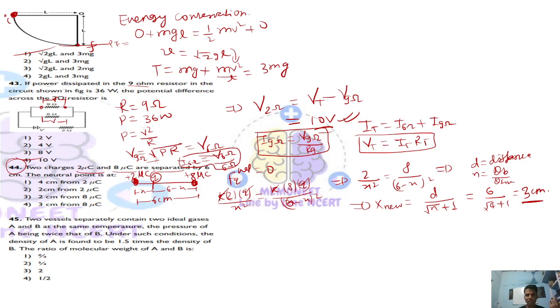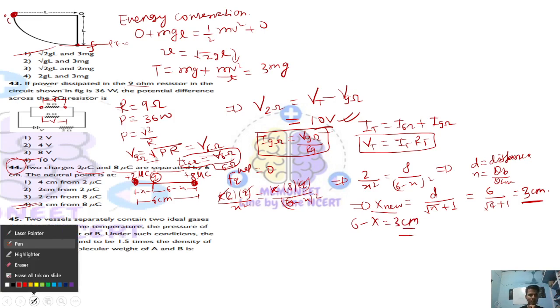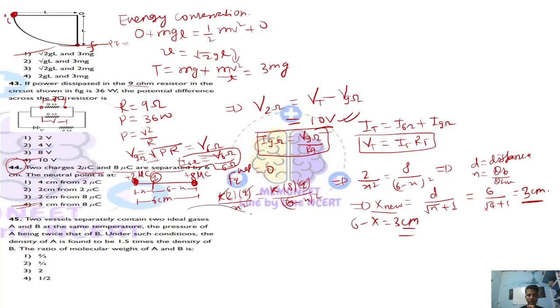Okay, 3 centimeter from its x, and you can calculate 6 minus x equals 3 centimeter, also from 8 coulomb, which means option 4 will be the correct answer. It's a simple calculation based thing. Okay, now moving to the next.